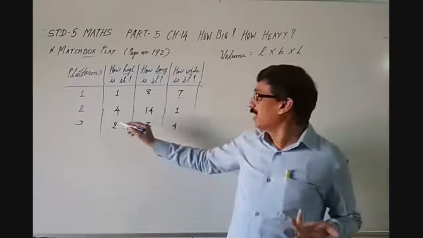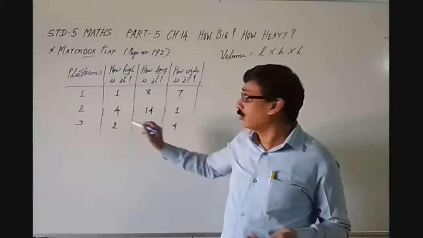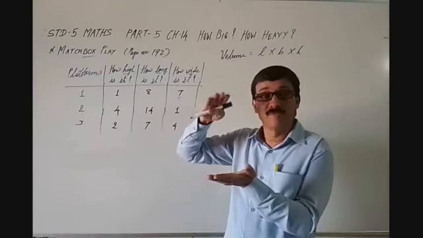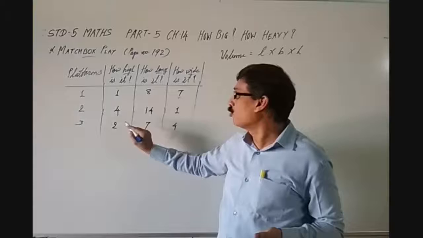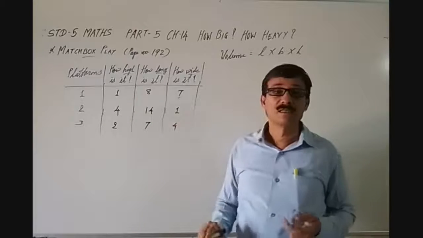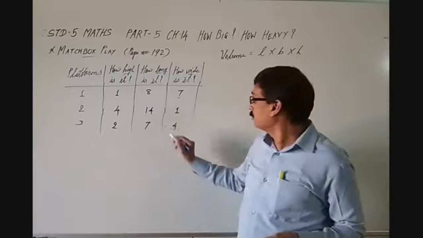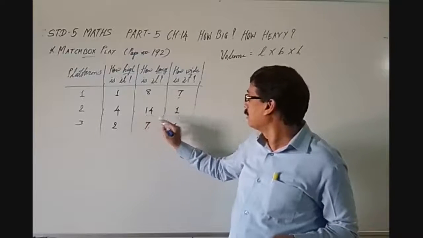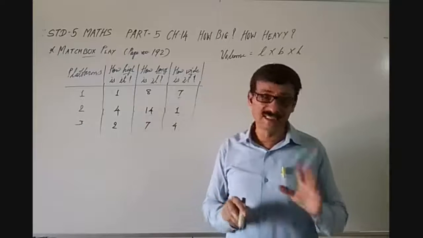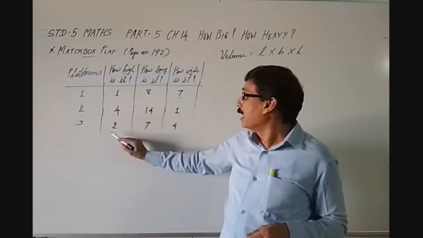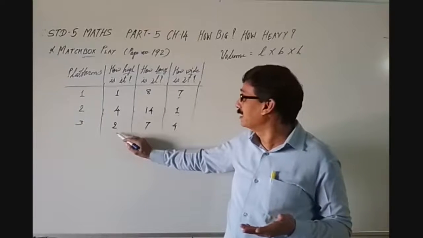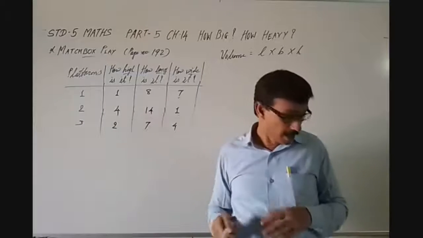Then after that you can prepare another platform. So you put 4 matchboxes one over the other. So 4 matchboxes height-wise, lengthwise 14, I think, yeah, and widthwise only one. Like that also you can put, and you can put the matchboxes something like this: 2, 7 and 4.